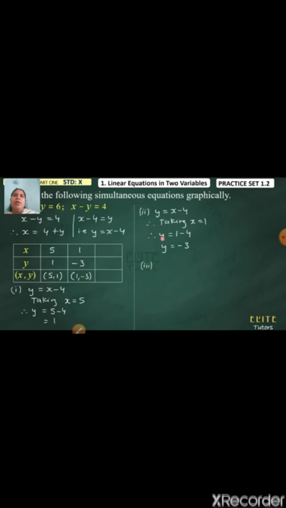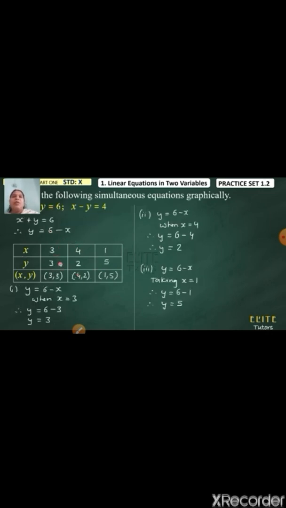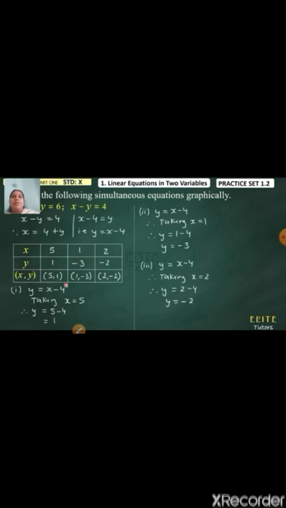Similarly, the last value, we can take it as, say, 2. So in the equation, I will be substituting x is equal to 2. So equation is y is equal to x minus 4. So in place of x, you substitute now 2. So 2 minus 4, that is again minus 2. So complete the table. The last value is 2 and minus 2. In ordered pair, 2 comma minus 2. Once we have finished with the table, what is left now is the graph paper. We have to plot these points and find out the point of intersection of these two lines. That will be my solution.